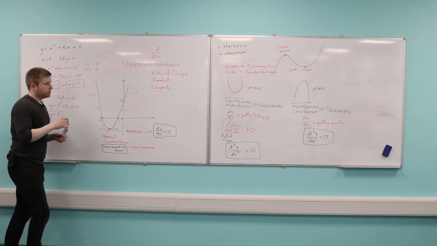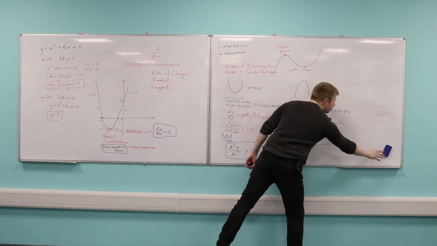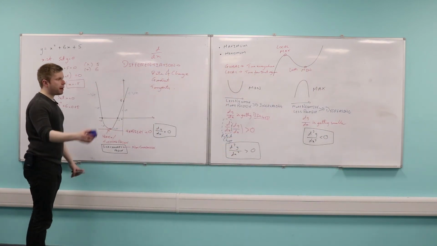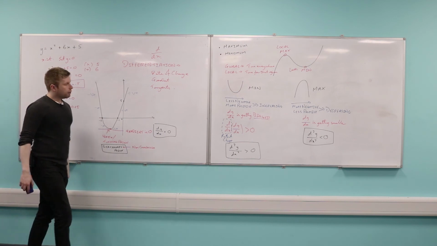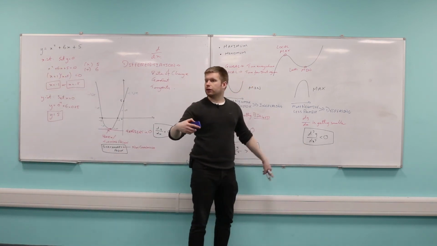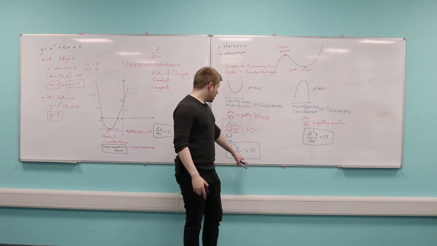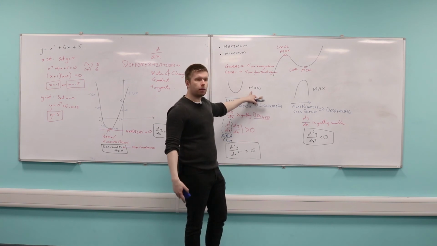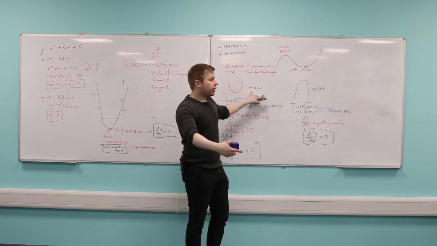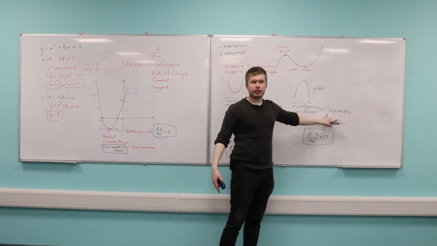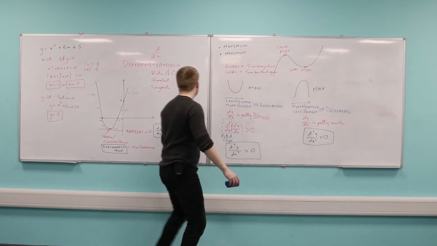Let's see it in action. I think an example will make things a little bit clearer. This is a really fundamental idea. It can either be a maximum or a minimum. But the point is, once you differentiate a function twice, if the second derivative comes out as positive, it must be a minimum because your gradient is increasing. If it comes out as negative, it must be a maximum because your gradient is decreasing. Okay, let's have a look.